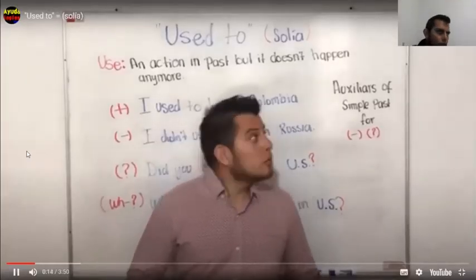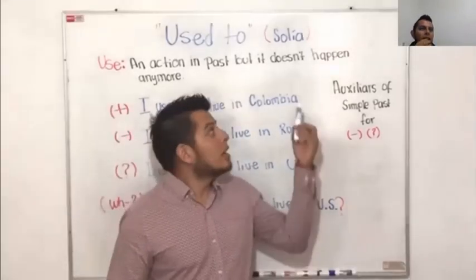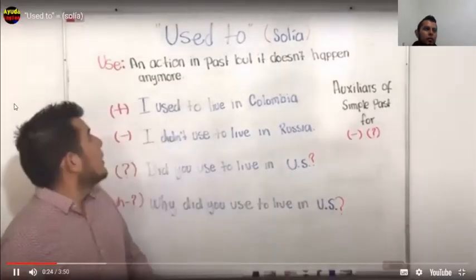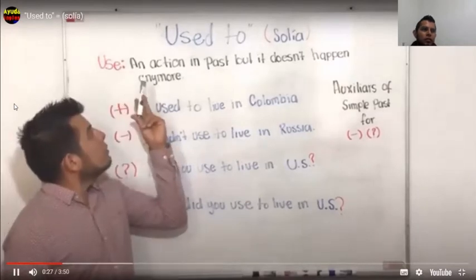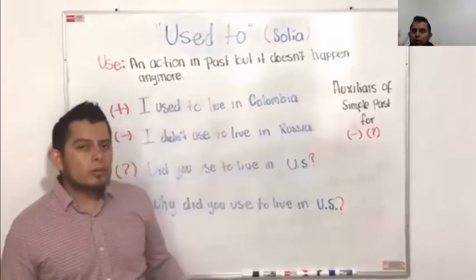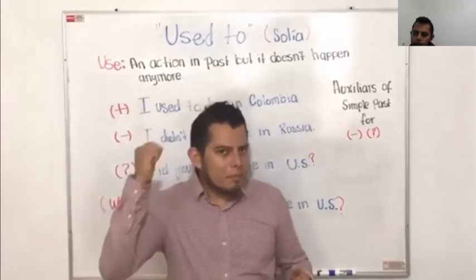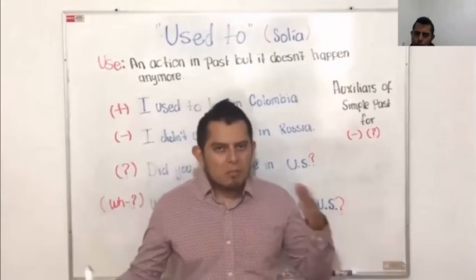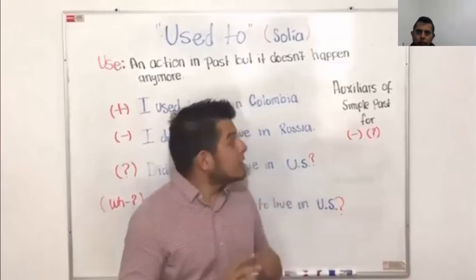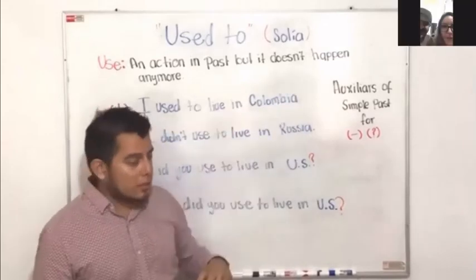Hi, today we're going to check used to. Used to in Spanish is going to be solía. So that's going to be the translation. So in what situation here is used to? Well, we have here, we're going to use it when we have an action in the past, but it doesn't happen anymore. So the most important of used to is that we are talking about an activity that's happened in the past, maybe a duration of time, maybe a routine, but now in the present, not anymore. Okay, that's the most important. Action in the past, but it doesn't happen anymore in the present.